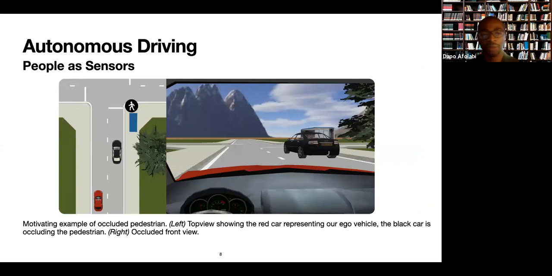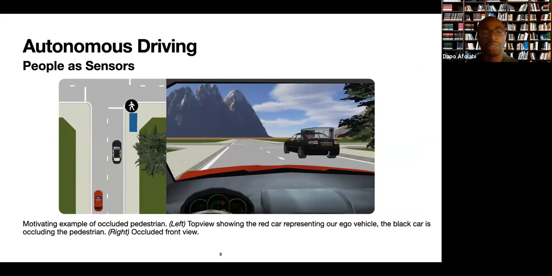So for example, you have to intersect with pedestrians at a crosswalk or other vehicles at a crosswalk. And specifically, we're going to focus on a scenario where potentially the sensors of the autonomous system are occluded or just fail. And this is a motivating example where on the left you have a top view and on the right you have a front view.